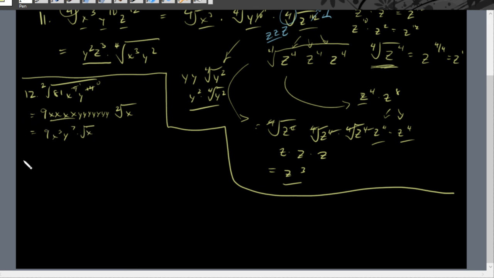Moving on to number 13, we've got the cube root of the following: 27 x to the 6th, y to the 12th, z to the 3rd. All right? So again, consider this all separately. Cube root of 27. Well, that's 3. And then the cube root of x to the 6th. You can afford to take 6 away. All right? So take 3 away, and you'll have x squared on the outside.